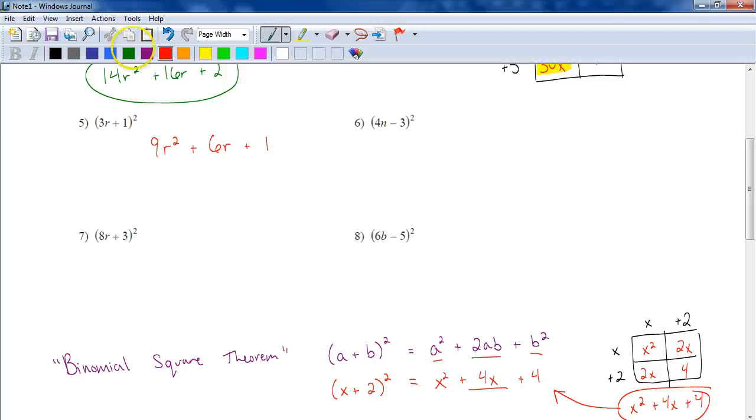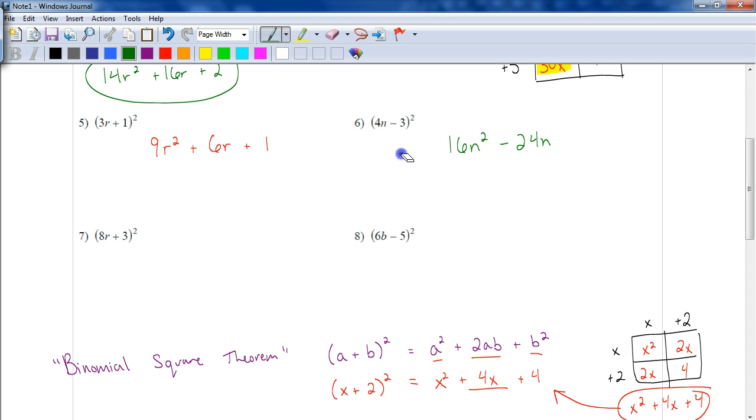Let's try another one. 4n minus 3 quantity squared. Now when there's a minus in there, the same rules apply. The first step is to take and square the first term in parentheses. 4n, when you square it, becomes 16n squared. To find the middle term, we multiply these 2 together and double it. 4n times, but remember this is a negative 3, 4n times negative 3 is negative 12n. Double it, multiply it times 2. So negative 12n times 2 is negative 24n.